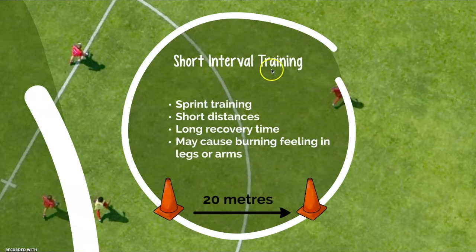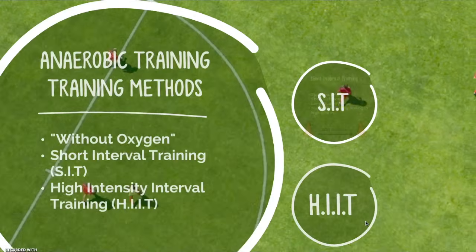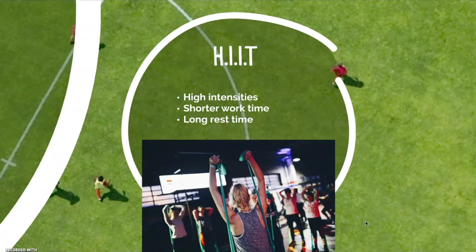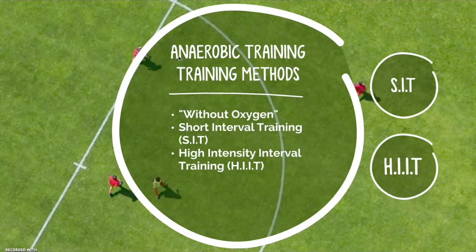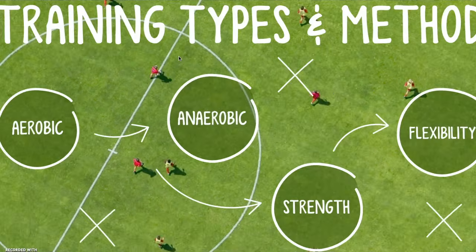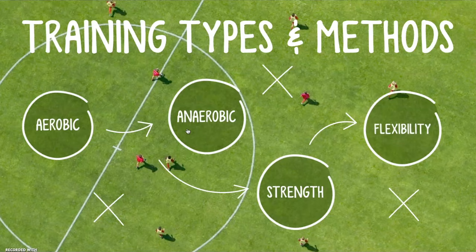SIT stands for short interval training, also known as sprint training. This goes over short distances, long recovery times, and may cause that burning feeling in your legs and arms relating to lactic acid. An example of this would be several 20-meter sprints. And again, we've been over high intensity interval training, but to make this more anaerobic, we'll have high intensities, shorter work time, and longer rest time. So they are the anaerobic training methods within the anaerobic training type.